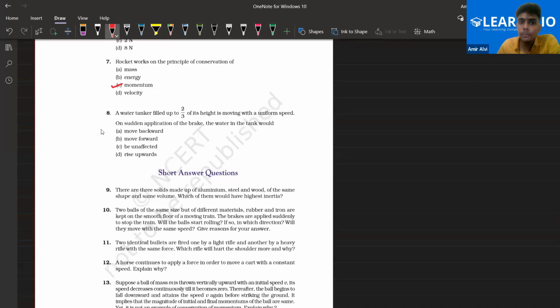A water tank filled up to 2-3 times of its height is moving with a uniform speed. On a sudden application of the brake, which way does the water move? Forward here.